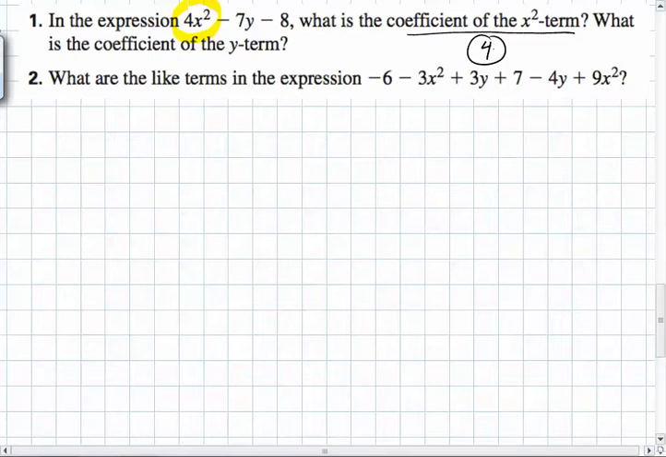The second question asks, what is the coefficient of the y term? So you find the y term, which is right here, and the coefficient there is going to be -7. That's the number in front.